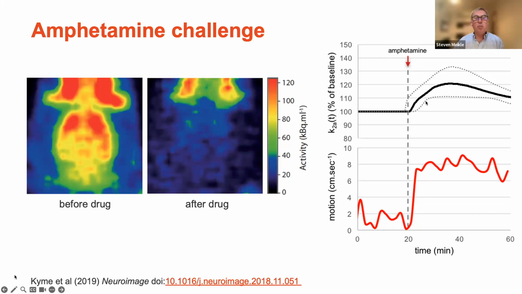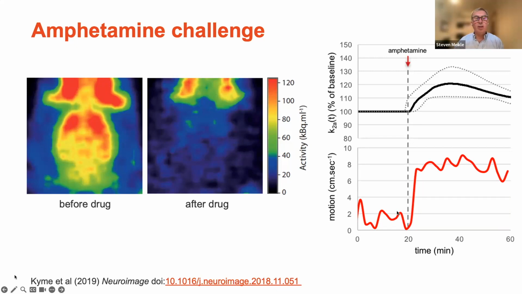And here we see the dopamine curve. This is the median of our density function on the dopamine curve, and these dashed lines indicate confidence intervals at the plus and minus 1 quartile level. You can see that our estimate of the dopamine curve aligns nicely with the injection of amphetamine.